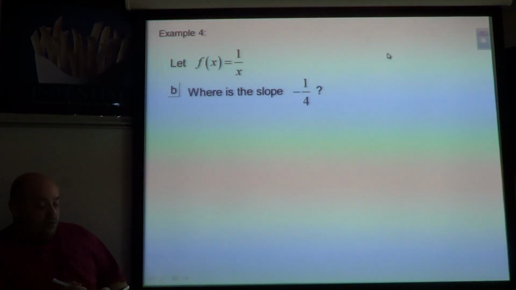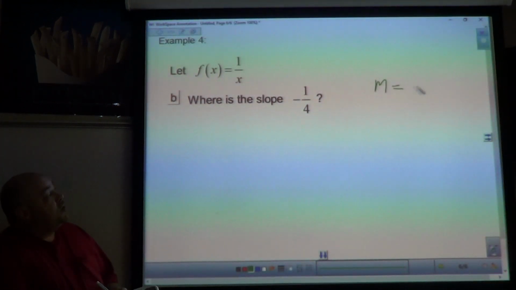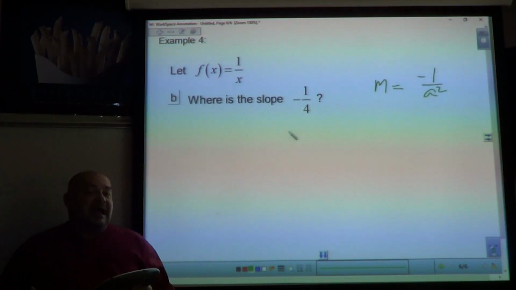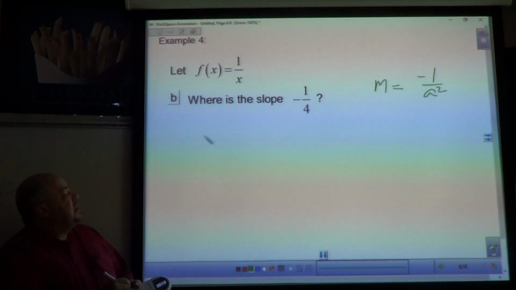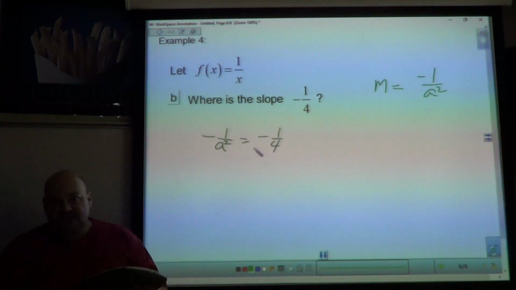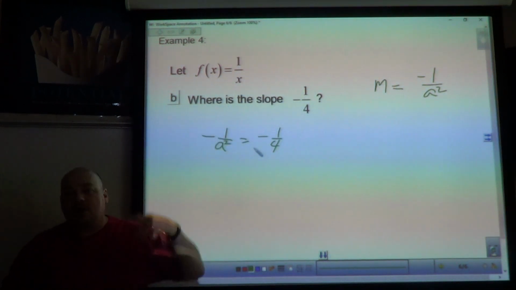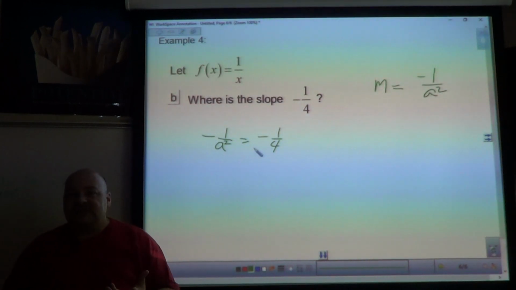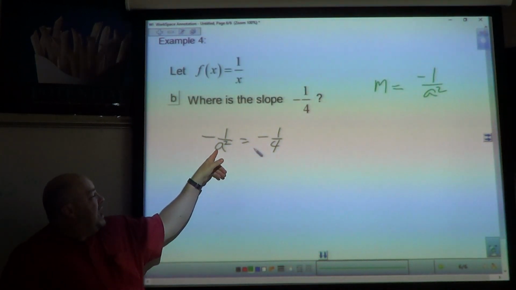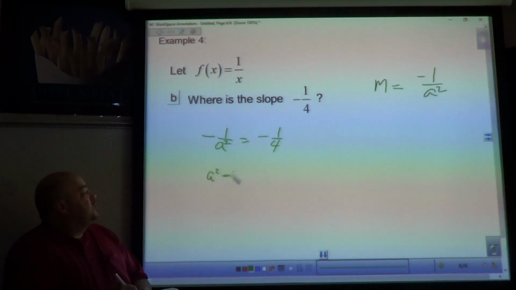All right, so if we know, like we just found, that the slope equals negative 1 over a squared, where is the slope going to be negative 1/4? So what we're asking is, where is negative 1 over a squared equal to negative 1/4? Well, the negatives would cancel each other out, and our 1s would cancel each other out. We can do some cross multiplication, but what we're really boiling this down to is, what value of a is going to make a squared equal to 4? So a squared equals 4.